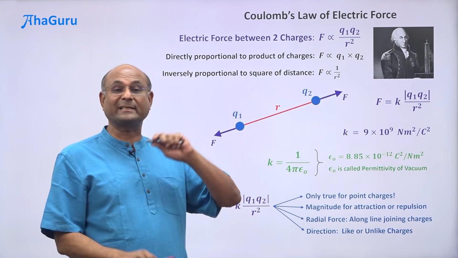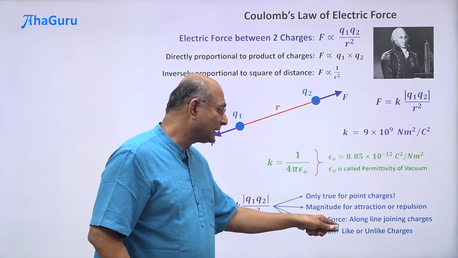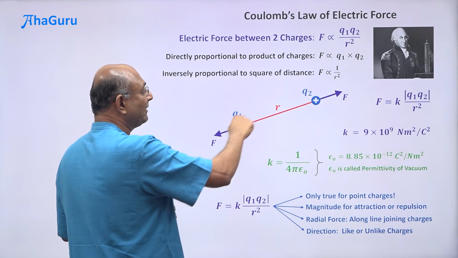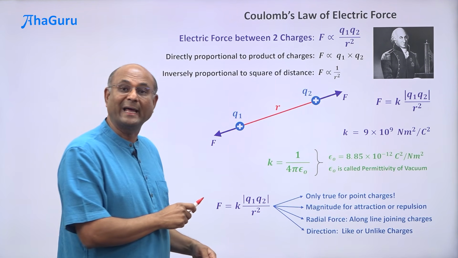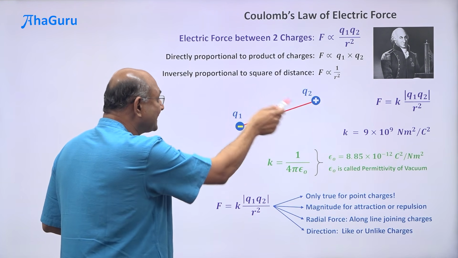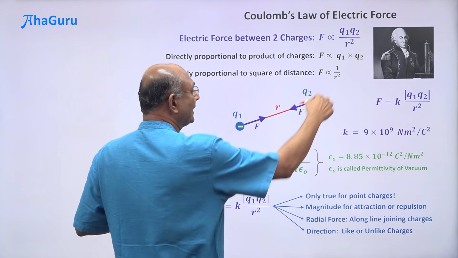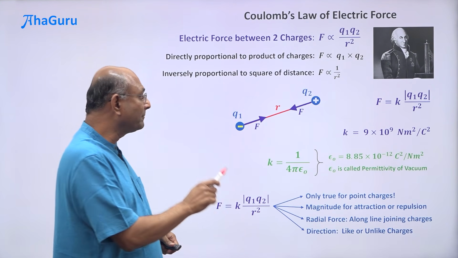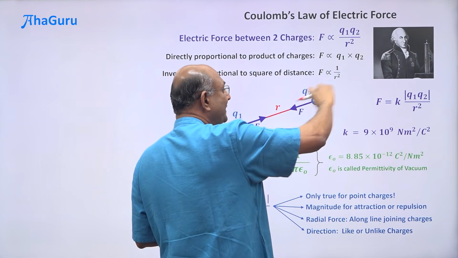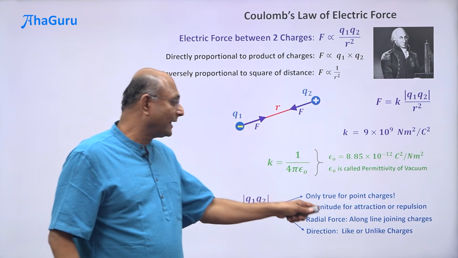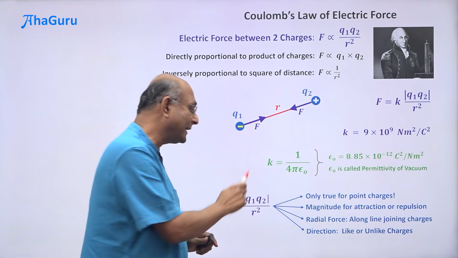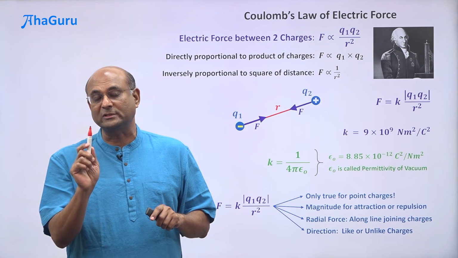To find the exact direction, we have to use the fact that like charges repel and unlike charges attract. So if I have plus and plus, that will be the direction of the force. Minus and minus, again the forces will be like this. But if I have plus and minus, they are going to attract, and so the force will be this way. Remember, always along the line joining, but it could be this way or this way. Using the fact that like and unlike charges repel or attract, you can find the exact direction of the force.